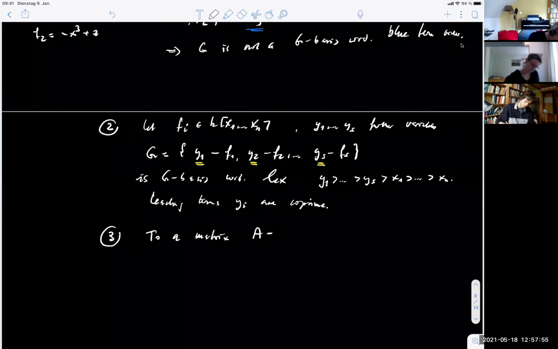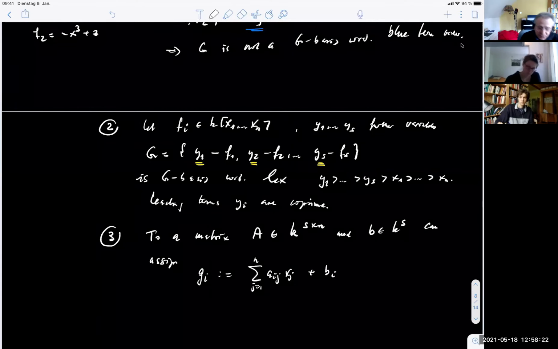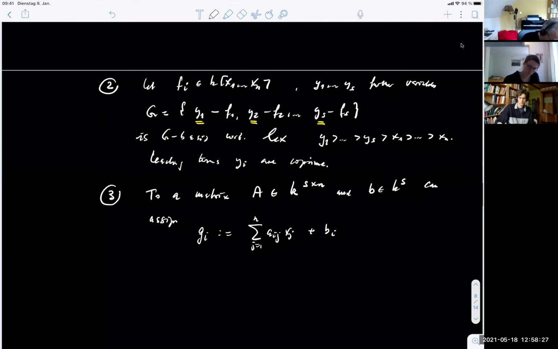Sorry. So what kind of matrix is it? It's an s times n matrix over a field and a vector b in K to the s. To this we can assign linear polynomials gi. So what do I have? The sum of aij xj plus the constant term bi. A and b just encode this collection of linear polynomials.